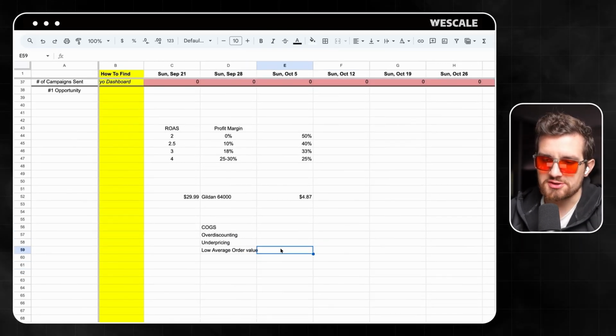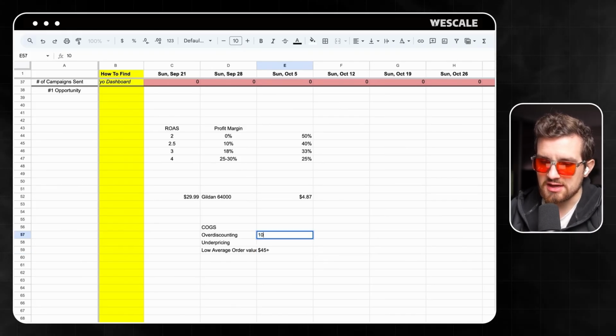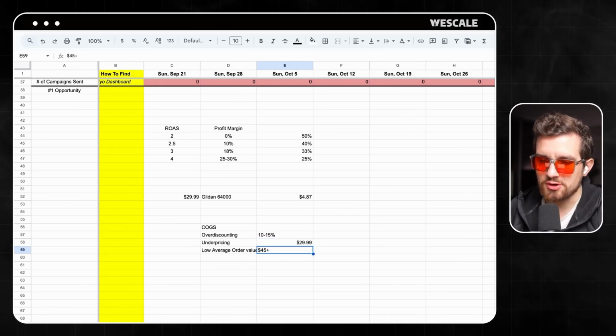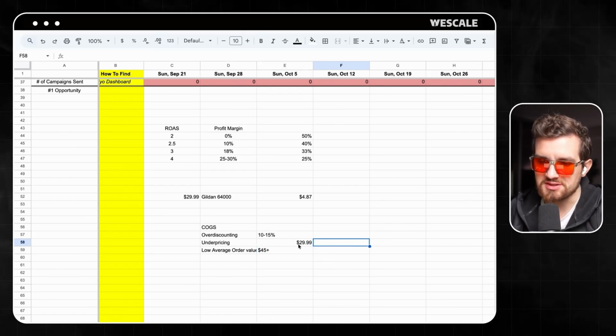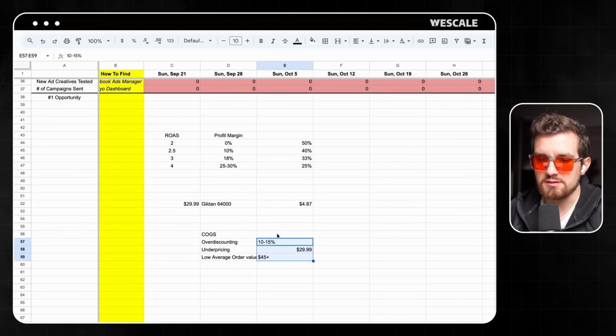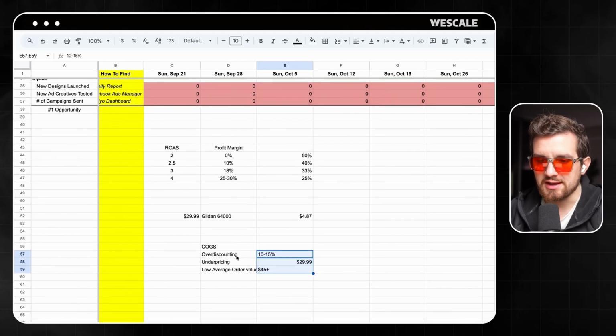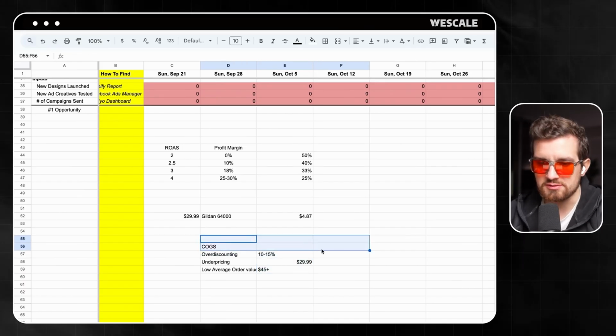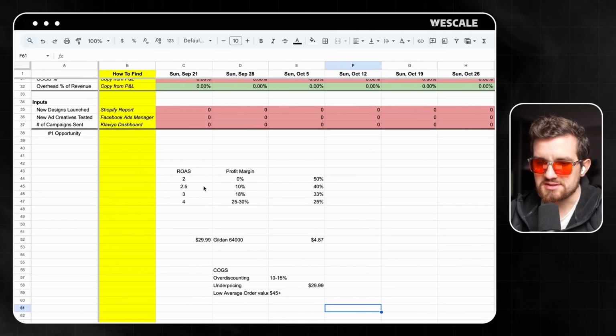So as long as you have average order value at $45 plus, you are giving out 10 to 15% discounts, and you are pricing at least $29.99 base price for the Gildan 64,000. If you're Comfort Colors or Bella Canvas, you need to be pricing higher. But as long as you follow this, then your cost of goods should be in the 40 to 42% range. And as you ramp up, you're able to get discounts from Printify, so it comes down over time. So that's the first number we look at.